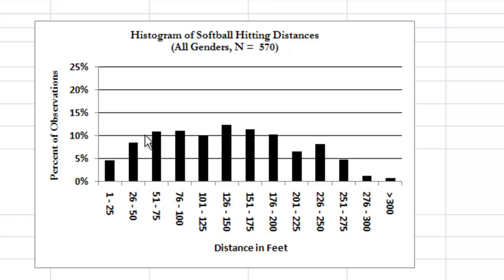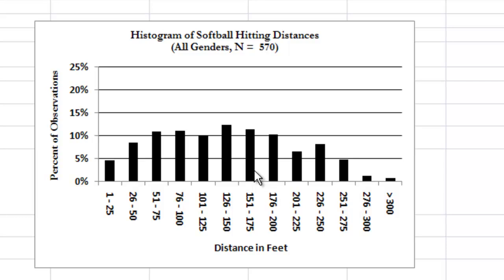And one thing we can tell from this histogram is that hitting distances have somewhat of a uniform distribution, meaning the percent of students who hit between 26 and 50, 51 to 75, and on and on, up to 251 to 275 feet, or better say 200 feet, is about the same. About 10% of the students are going to hit between 51 and 75 feet. About 10% of students are going to hit between 151 and 175 feet.